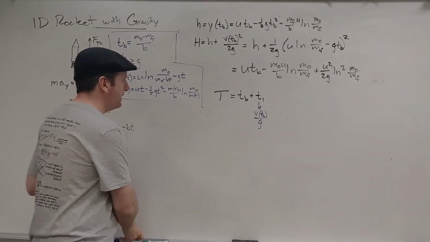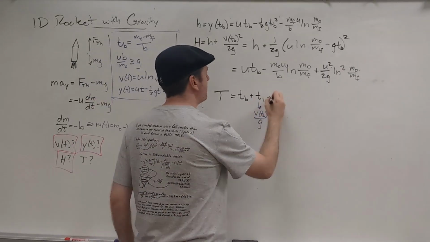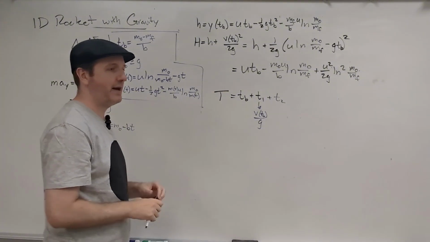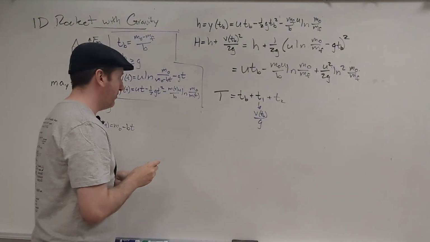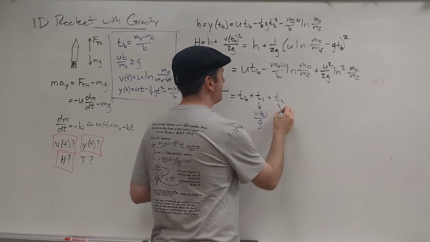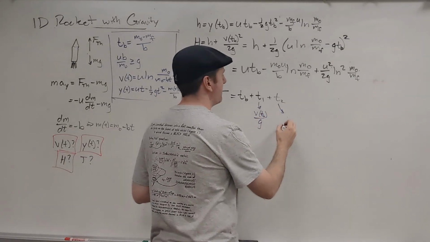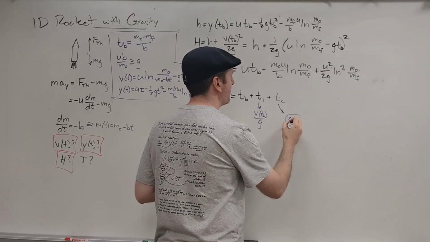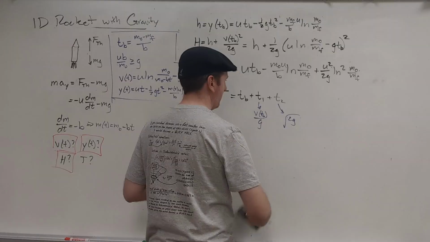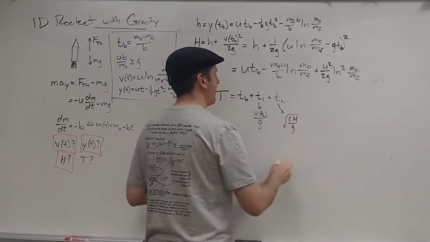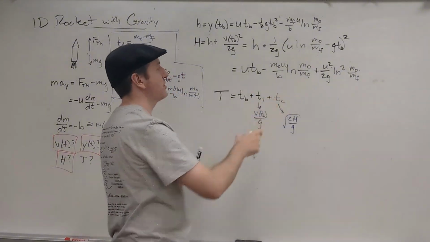Finally, there is the remaining time, T2, which is the fall time from the apex all the way back down to the ground. Now, for that, we'll use kinematics also and recognize that, oh, well, this is just going to be the square root of 2h over g, where h really is this whole thing.